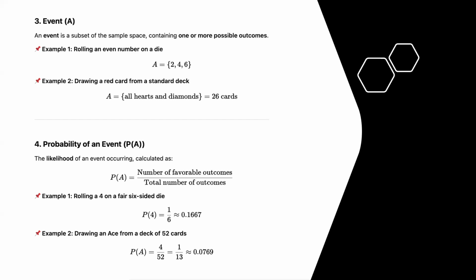The favorable outcome for 4 is 1 only, because out of the total number of possible outcomes, how many times can 4 come? Only once. Out of those 6, 4 comes only one time, so the favorable outcome is 1. And the total number of possible outcomes is 6 in this case. So the probability of getting that event, where we are representing the event with A, P of 4, is 1 divided by 6, which is nothing but 0.1667.